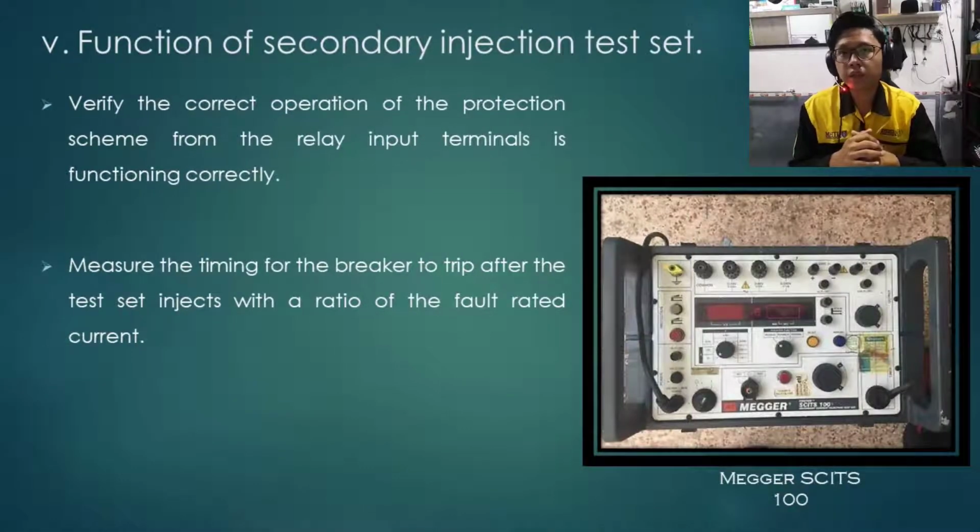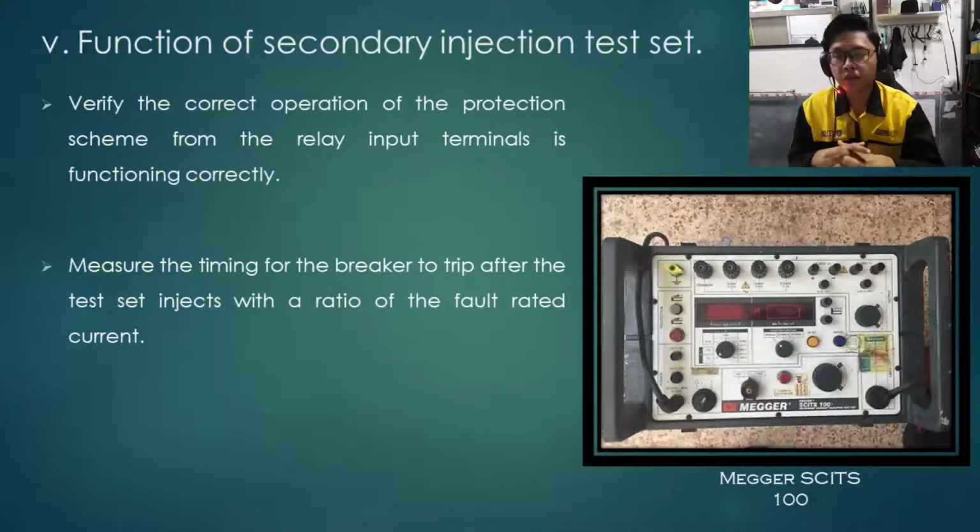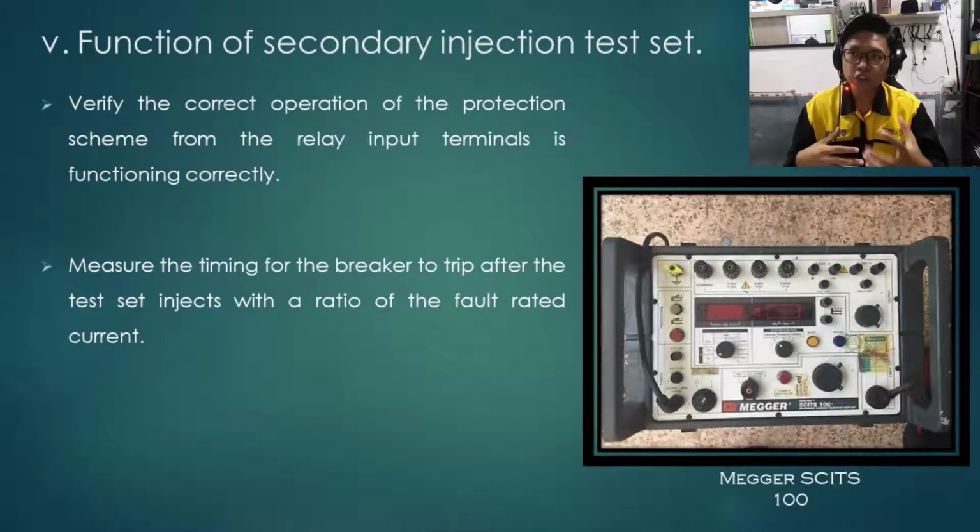Okay, question 5 is the function of the secondary injection test set, using this Mega SAIT S100, as you can see at the right side here. The function of the secondary injection test set is to verify the correct operation of the protection scheme from the relay input terminal, that it is functioning correctly with the settings specified. The other function is to measure the timing for the breaker to trip after the test set injects a ratio of the fault rated current in the circuit. Therefore, this will help to indicate whether the circuit is in a good condition. That's all from me. Thank you.